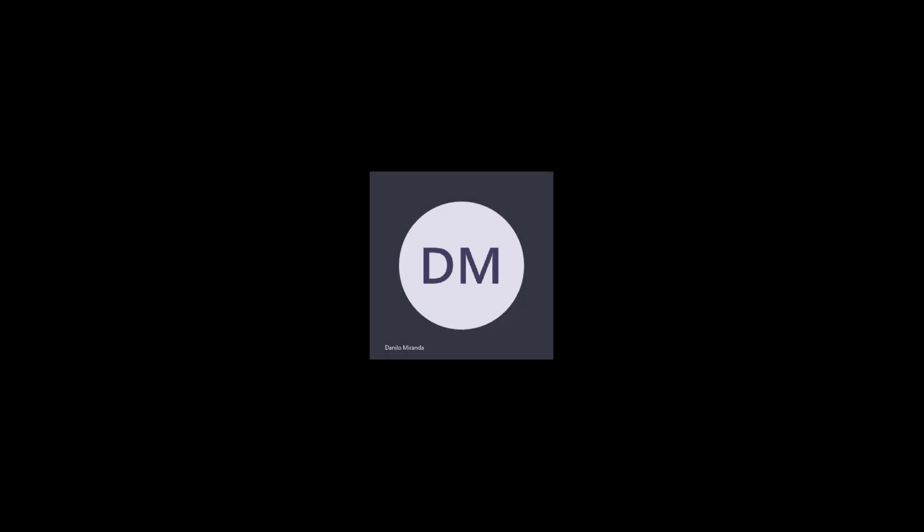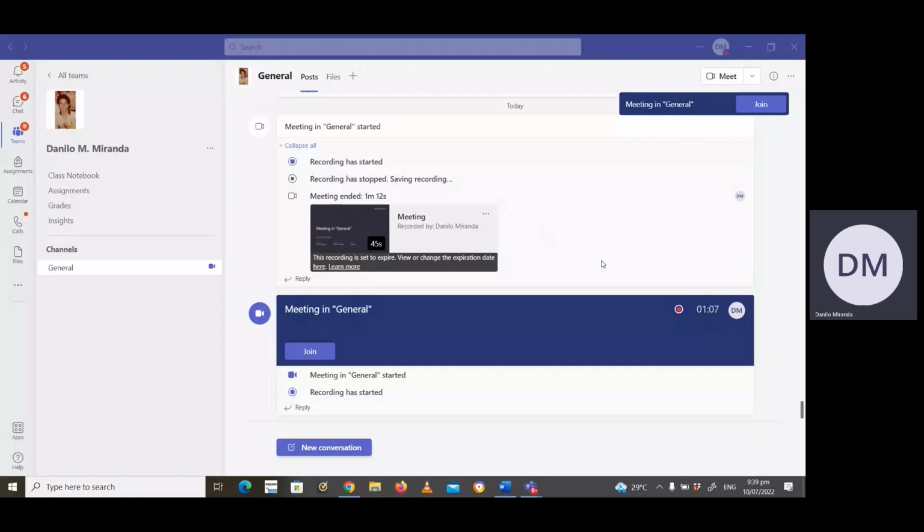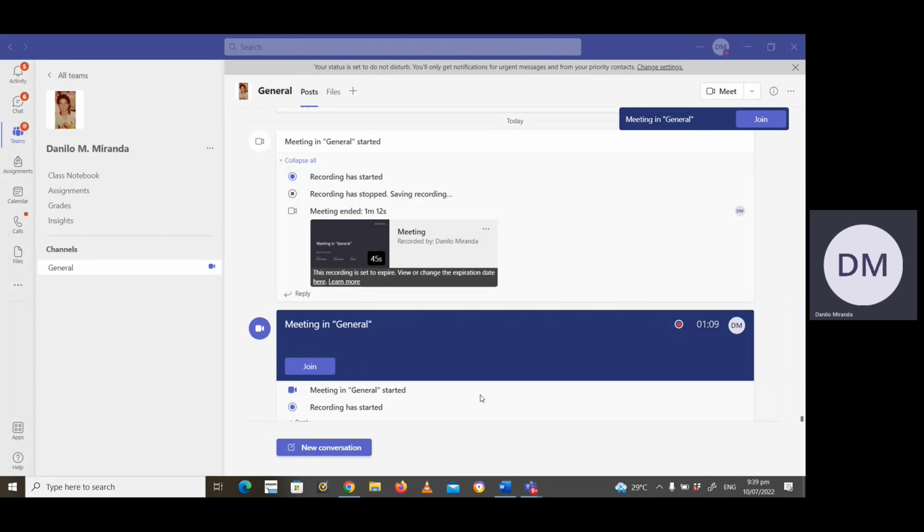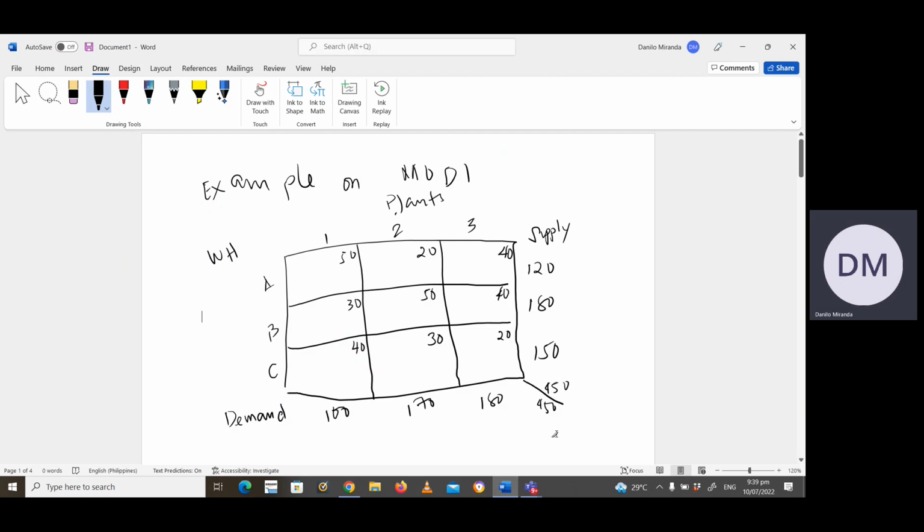Okay, so our topic for today is about modified distribution, or we call it MODI. In management, we should look for better results. There's still a lot of ways to reduce the cost of distribution.